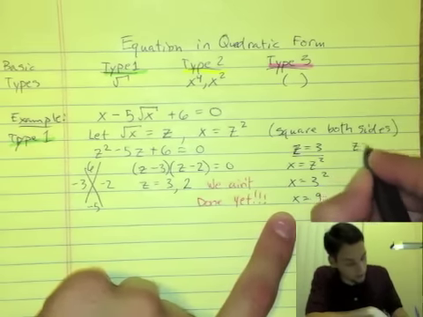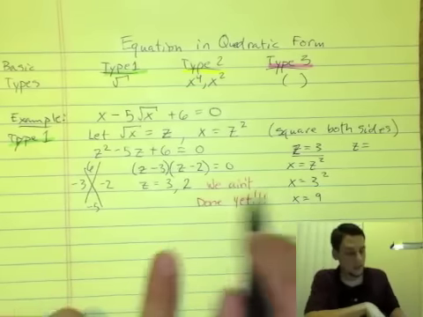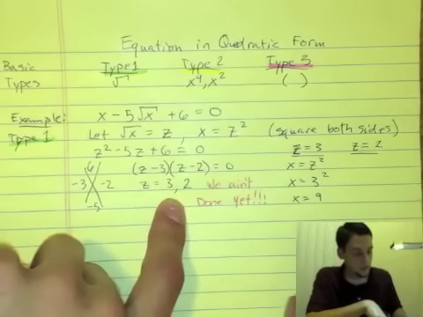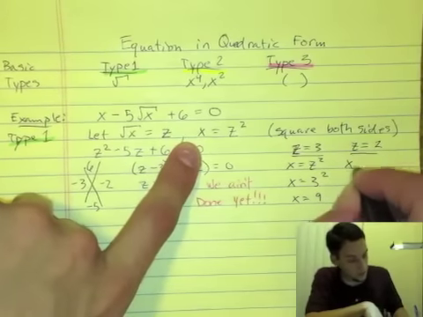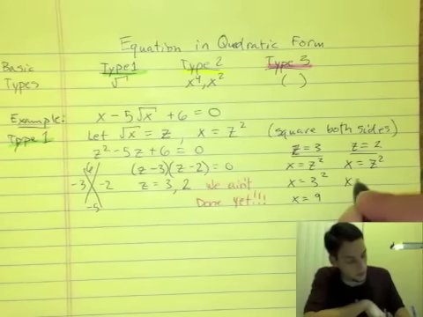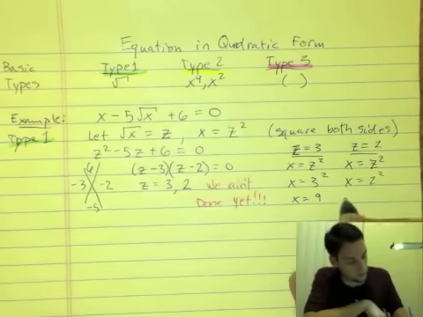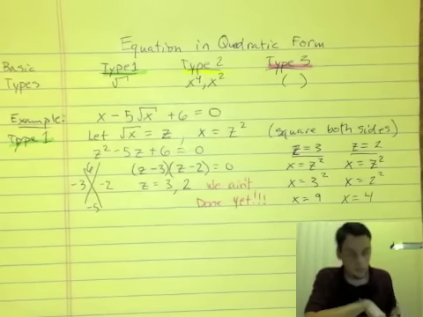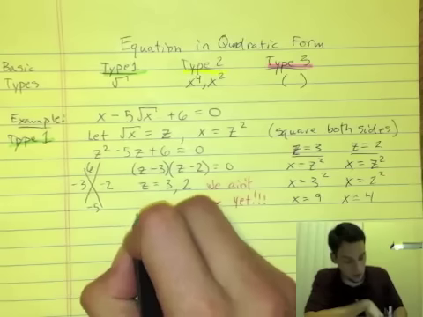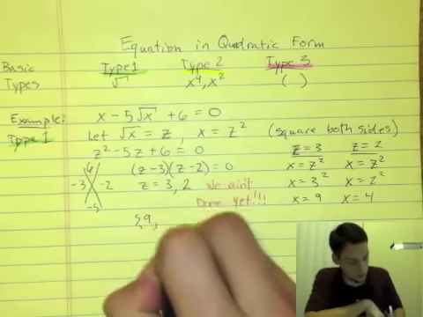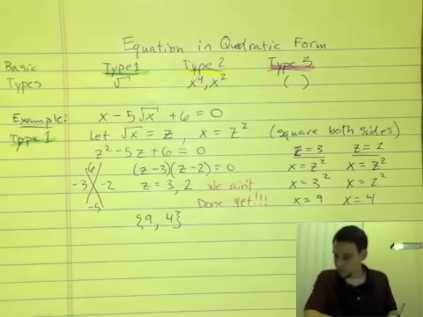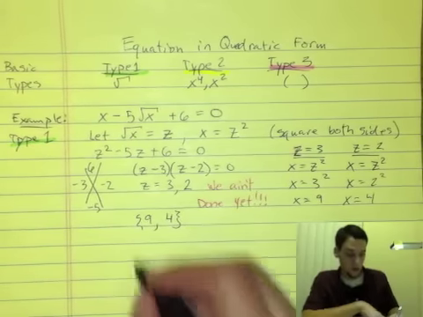Now I have to figure out what x is when z is my other answer, when z is 2. So when z is 2, I can use the same thing. X equals z squared. So x equals 2 squared, which means x equals 4. So my two answers here are 9 and 4. Now we are done. Alright?